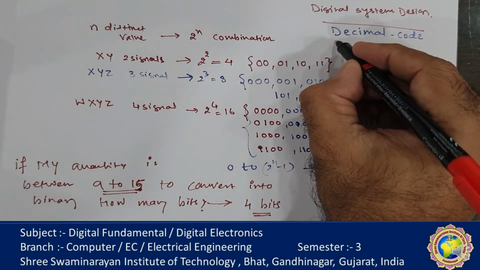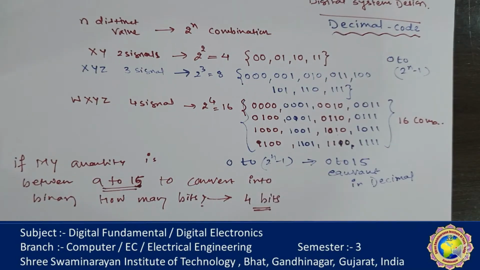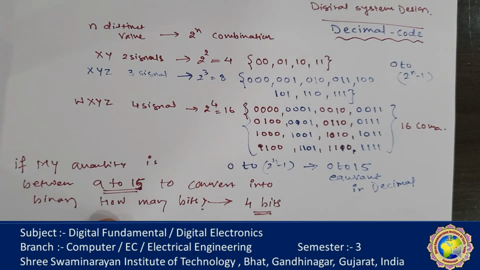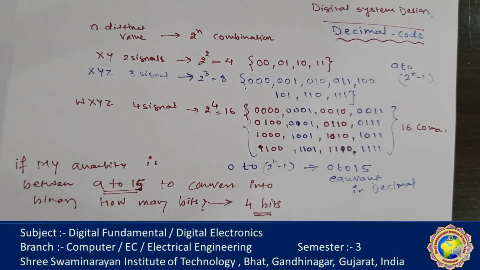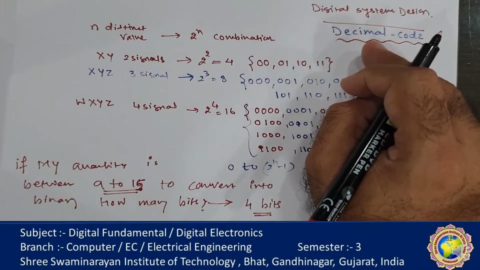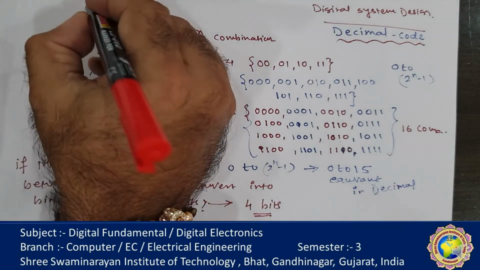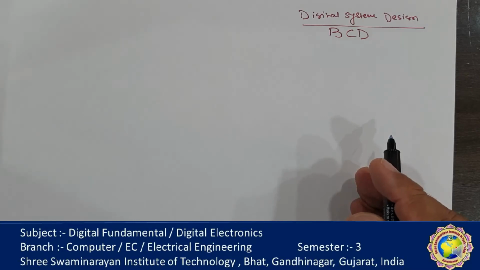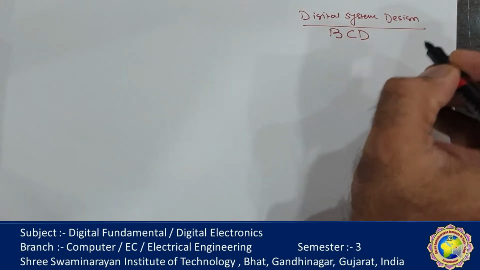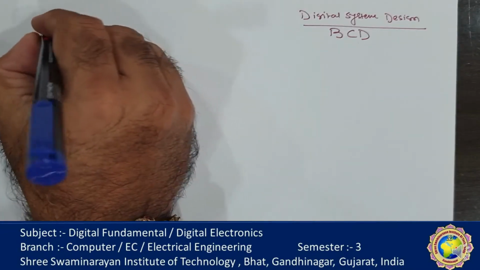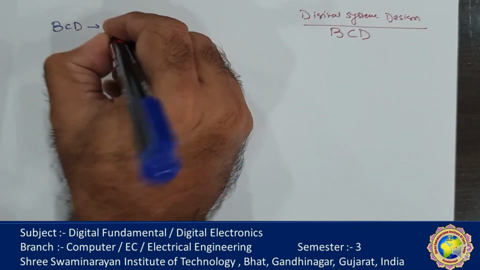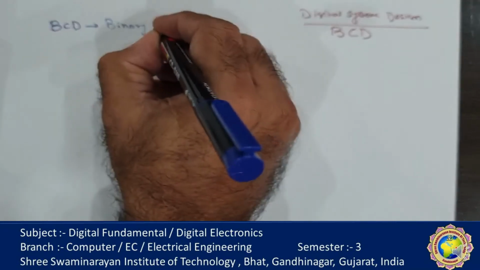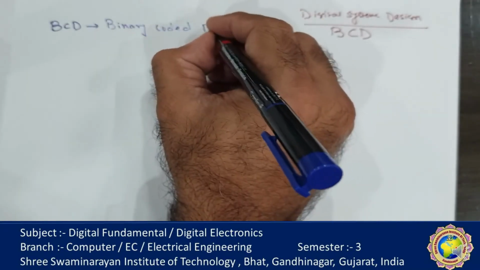Today our aim is that we want to convert the decimal code in the form of binary. Why binary? Because to design the digital circuit, digital signal, only binary is used. So now we have to identify the binary code for decimal, which is known as binary coded decimal, BCD. So our aim is to make a digital signal combination for BCD, binary coded for decimal.